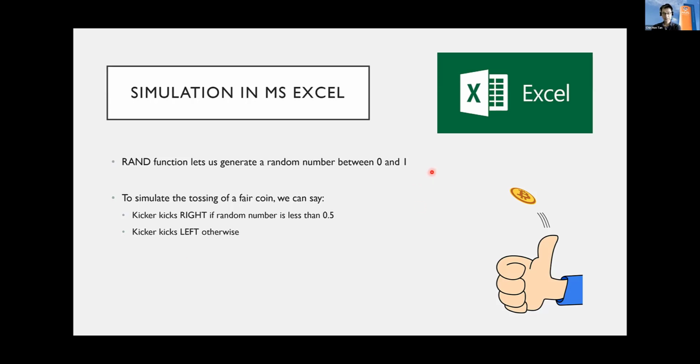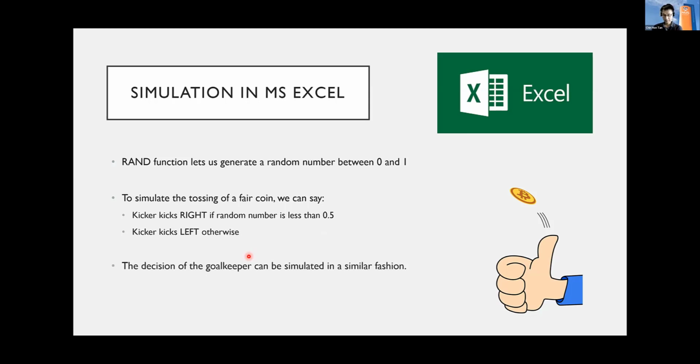In Microsoft Excel, there's going to be a random function that allows us to generate a random number between 0 and 1. So if we want to simulate the tossing of a fair coin, we can just generate this random number and look at what the number is. If the number is less than 0.5, we can say that it's heads. And if it is more than or equal to 0.5, it's going to be tails. Or in the context of our problem, if it's less than 0.5, we say the kicker kicks to the right. And if it's greater than or equal to 0.5, then the kicker is going to kick to the left. In such a way, we are going to be able to simulate the decisions of our players.